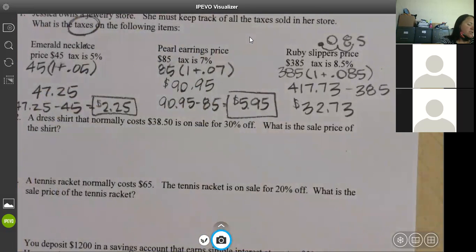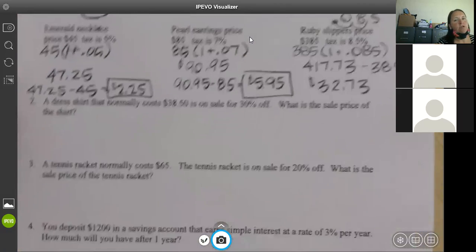All right. A dress shirt that normally costs $38.50 is on sale. They're not going to tell you whether it's tax or discount. You have to understand that yourself. What is the sale price of this shirt? So what formula am I using? The add or the subtract?